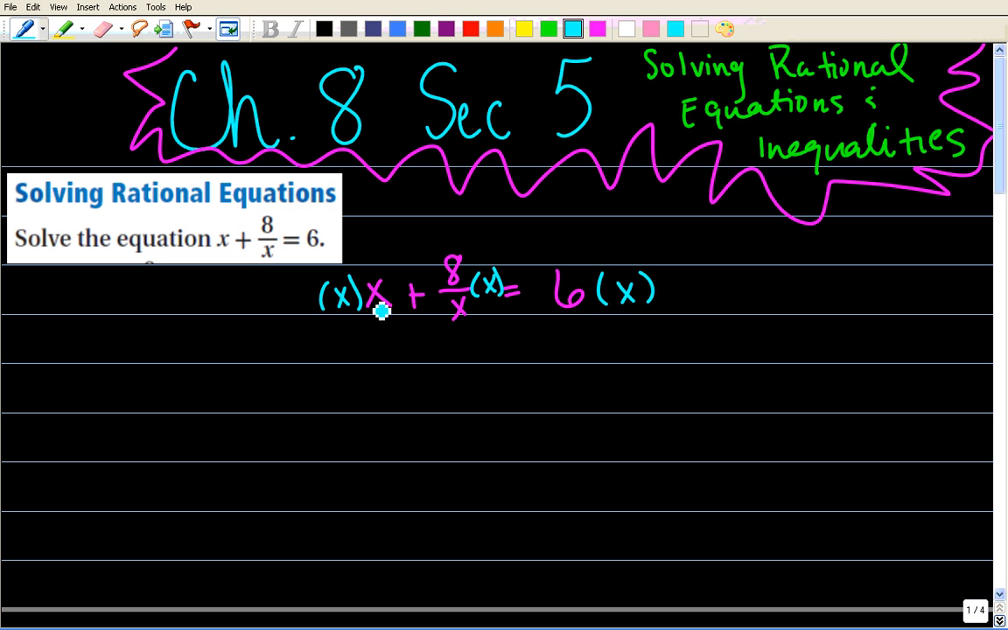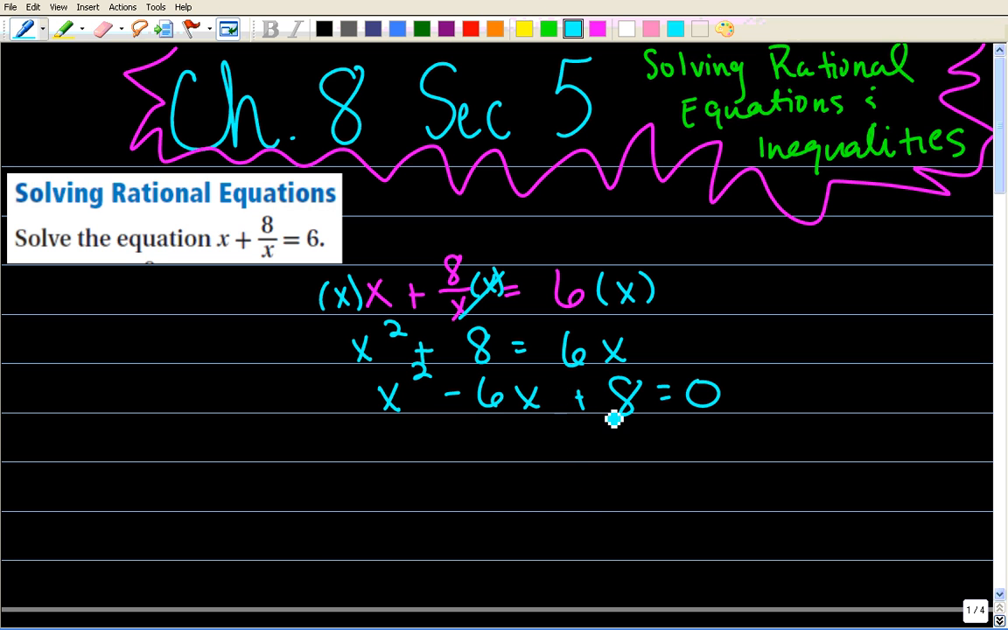So x times x, we would get x squared plus 8 over x times x, that cancels, so now we just have 8 equals 6x. If we had been dividing multiple things, say that had been an x over 2 and an 8 over x, we multiply everything by 2x. We want to multiply everything so that all of the denominators cancel out at once. Let's get this all on one side of the equal sign. So we'll have x squared minus 6x plus 8 equals 0.